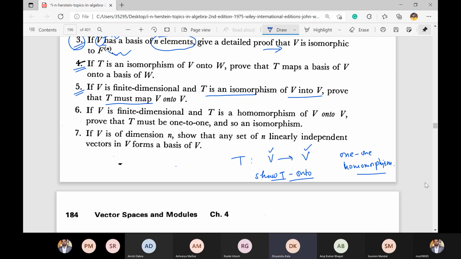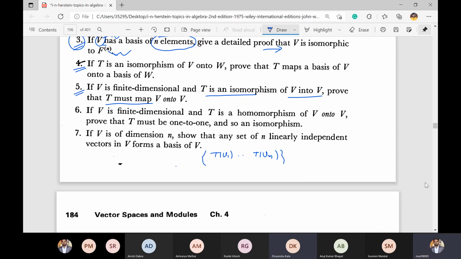We can prove that if V1, V2, ..., Vn is a basis, then TV1, TV2, ..., TVn is again a basis. That is, it is n-dimensional. So T will become a basis. After that, it forms an n-dimensional subspace inside V, and V also has dimension n. So we can conclude that the span of TV1, TV2, ..., TVn is equal to V.